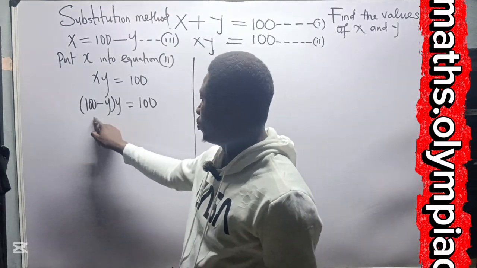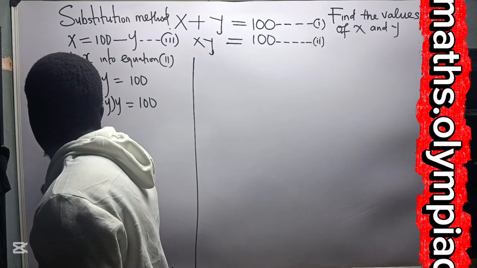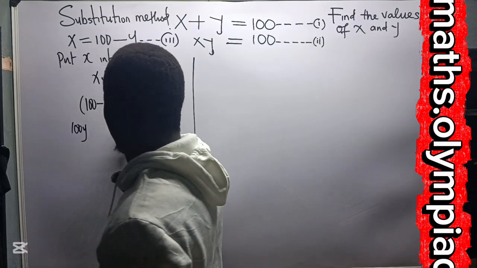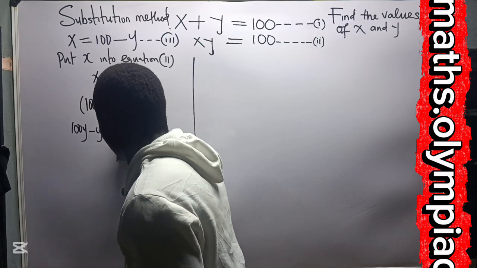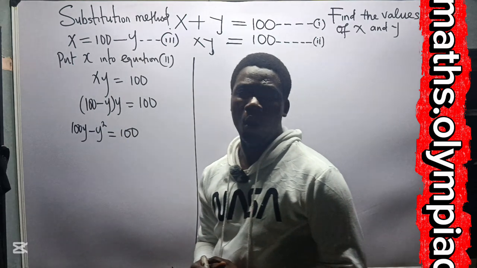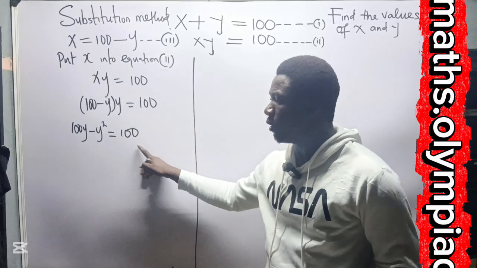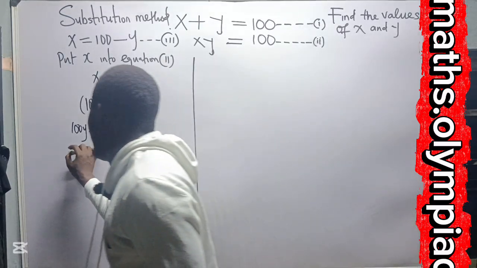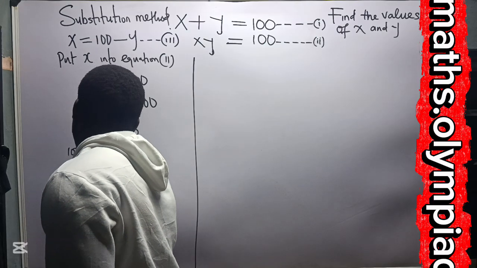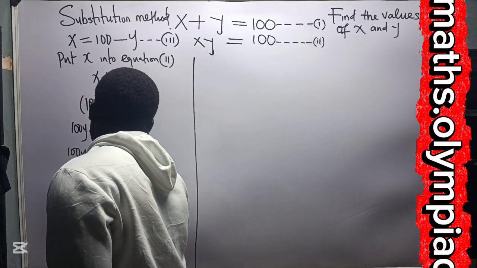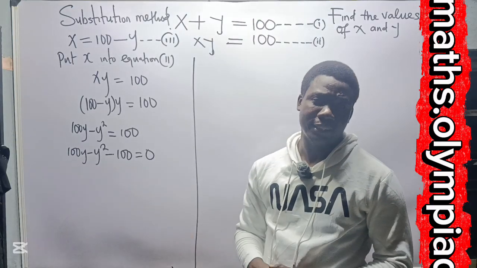Now, let's open this bracket. y times 100 will give us 100y. y times minus y will give us minus y squared, equals 100. Now, if I take this 100 across, to be left with 0 on the right hand side, we have 100y minus y squared minus 100 equals 0. So let's rearrange this quadratic equation.